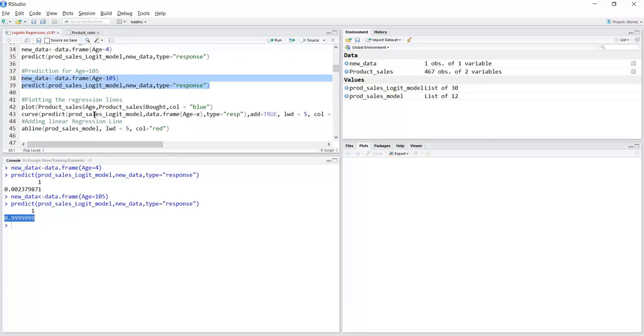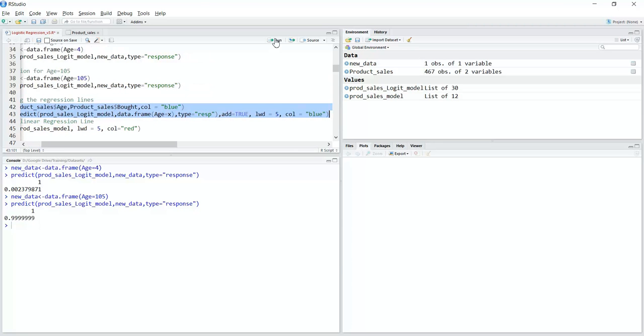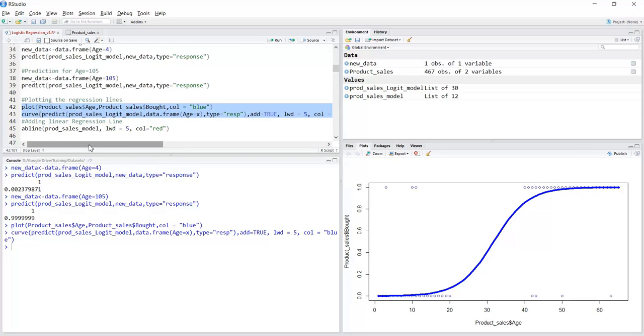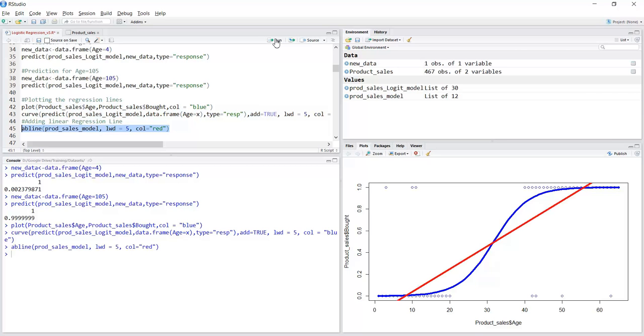You understood? In fact, for the same one, we can draw the curve. Logistic regression. You see that? This is our original data, product sales, age versus bought. This is the actual data, and this is the logistic regression line, which is much more in line with whatever the data is. Instead of this one, that was the linear regression line. It was nowhere close to our data. It was not at all representing our data.